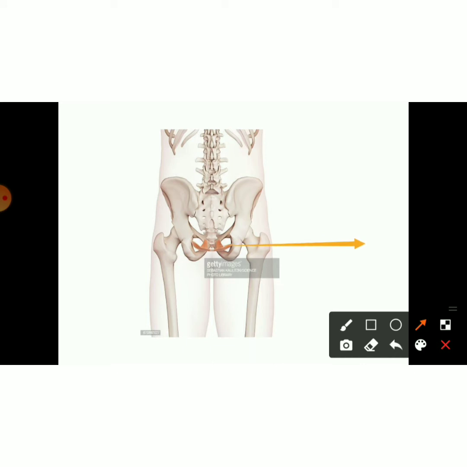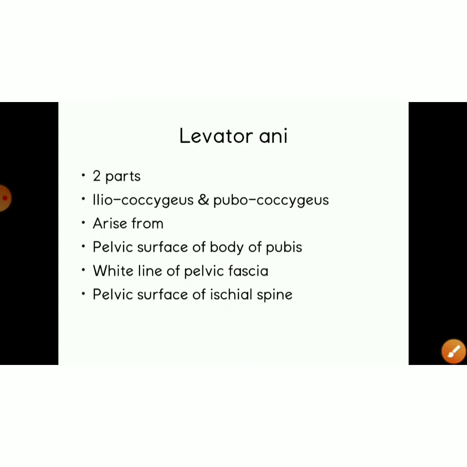So this is a pelvic diaphragm which is lying like a hammock. So the cavity above the pelvic diaphragm is a pelvic cavity and below will be the perineum. This levator ani has two parts, an iliococcygeus and pubococcygeus part.